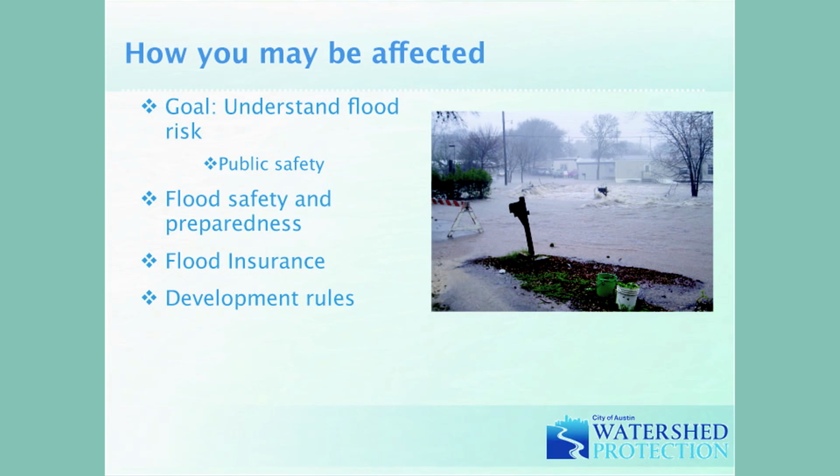So, flood safety and preparedness, we have a table back there. We can talk about some of the tools that the City of Austin uses, better ways for us to represent when roads are closed, for example, and better ways for us to communicate with the public about flood hazards. And a table to talk about flood insurance.